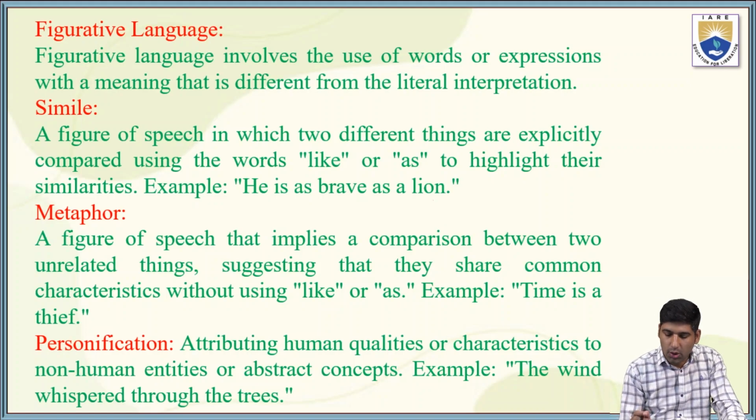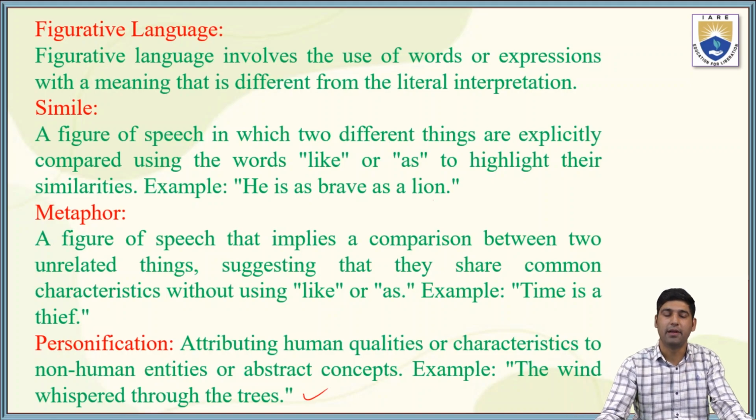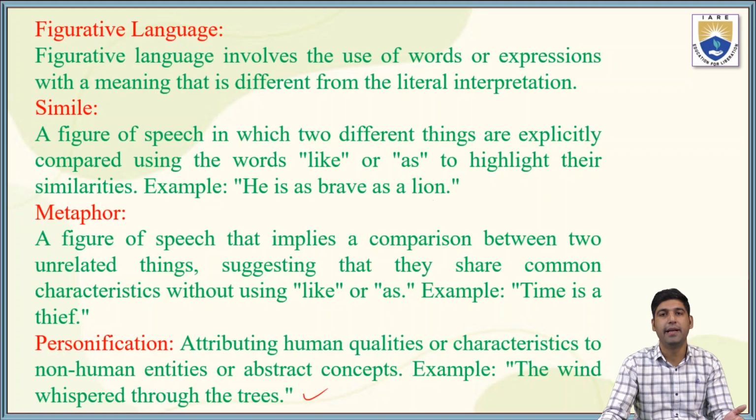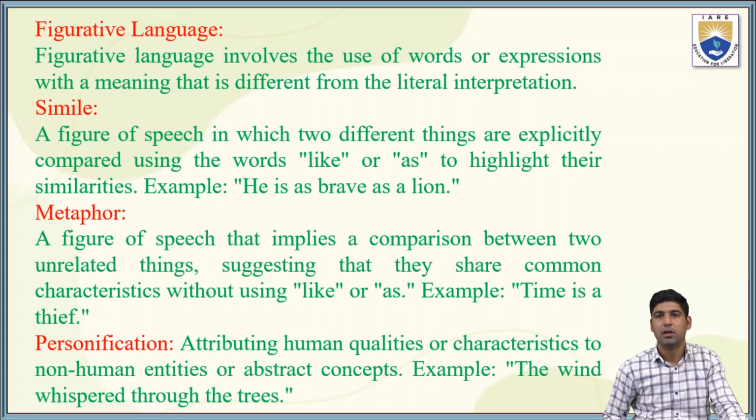For example, the wind whispered through the trees. The wind is non-living, it's non-human. So wind cannot whisper. It is humans who can whisper. This is a human attribute to whisper. But when we give this human attribute to non-human entities, we call it personification. Or we can say the wind is dancing. Wind cannot dance. It is a human attribute to dance. So giving such human attributes to non-humans is called personification.